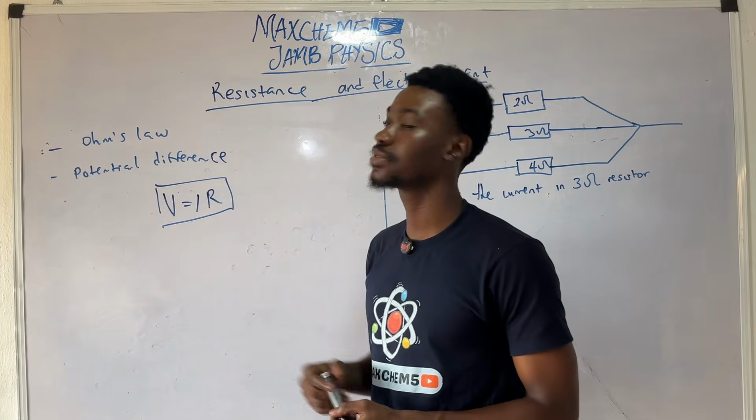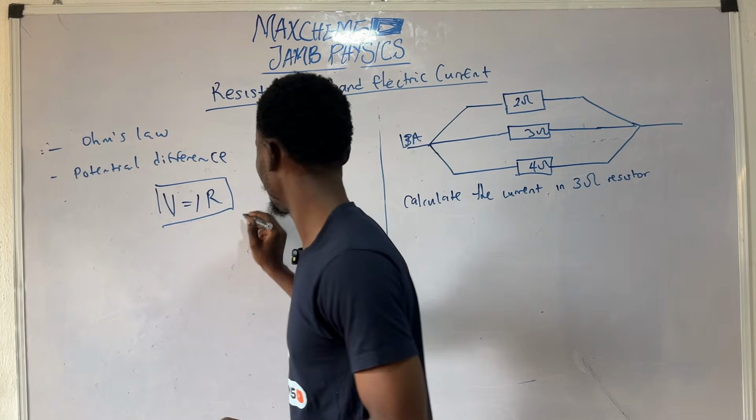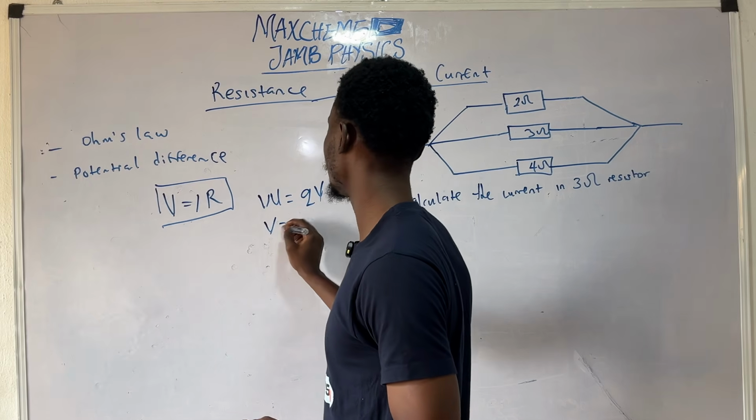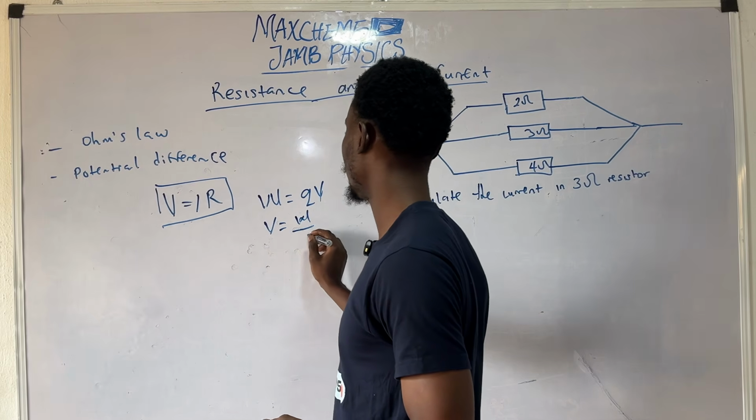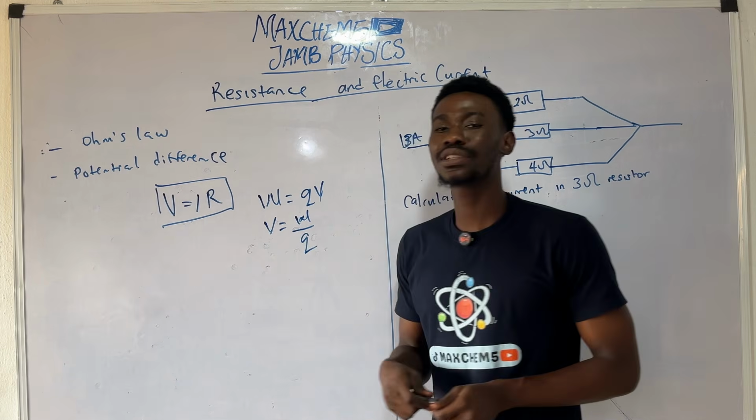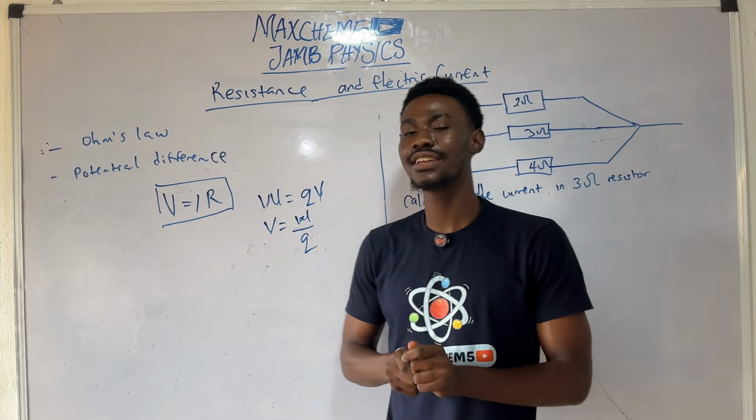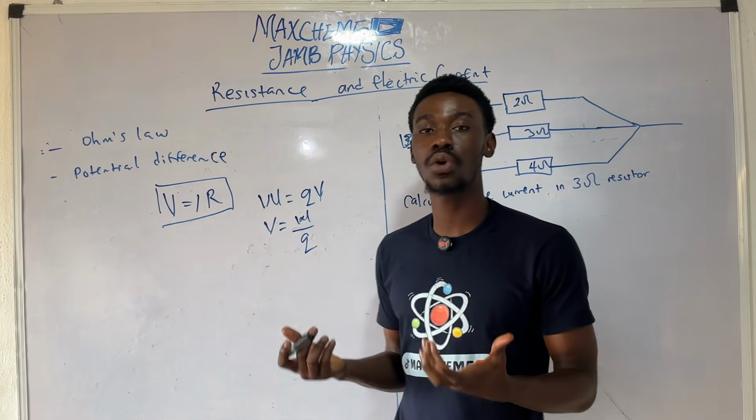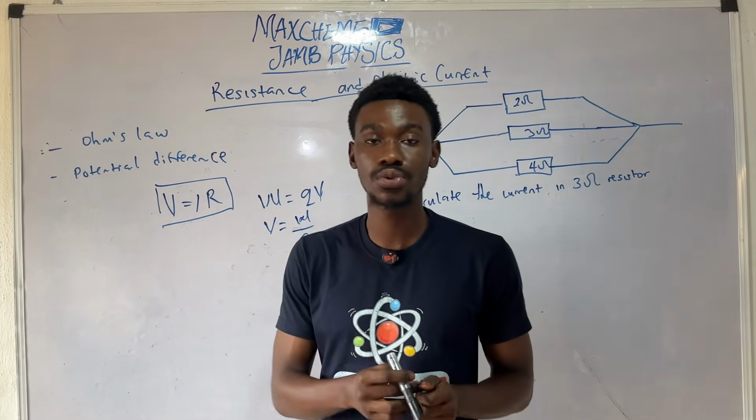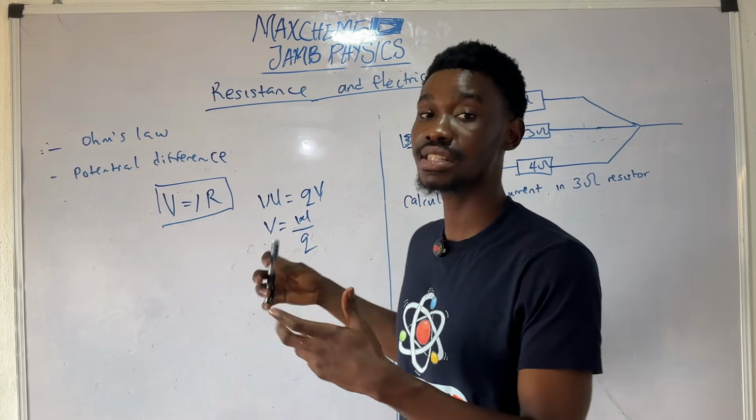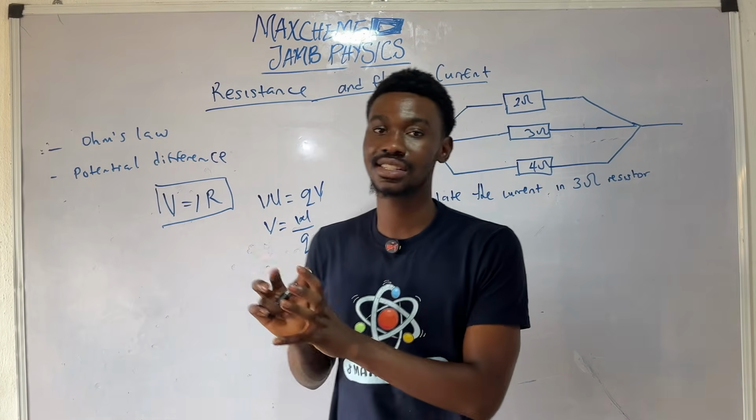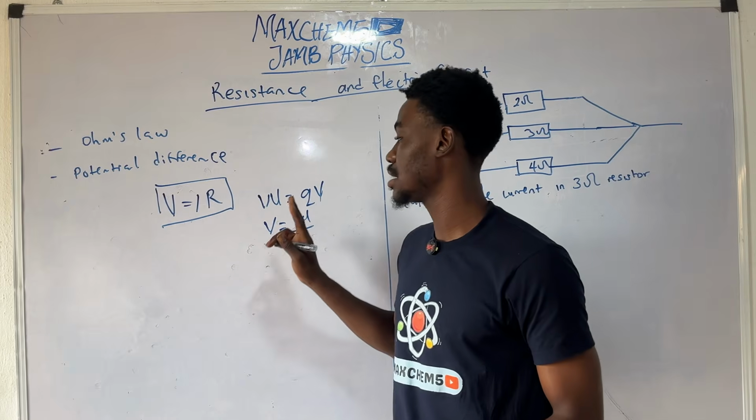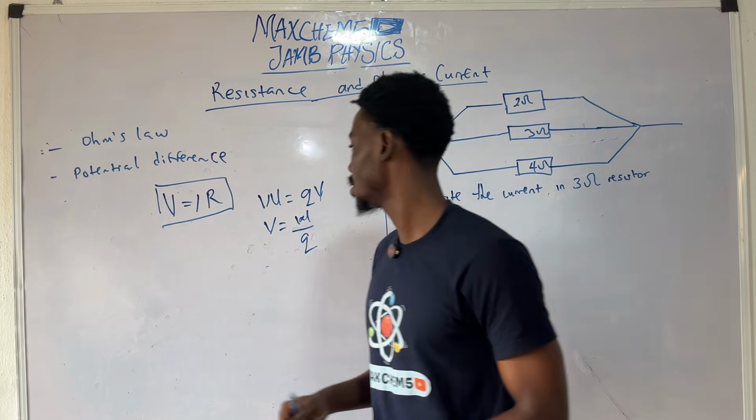But what is potential difference in itself? So we have W equal to QV and V equal to W over Q. So the potential difference is simply the work done in moving a unit charge through a circuit. So it is just the driving force that moves a charge through a circuit or a conductor. That is called a potential difference.